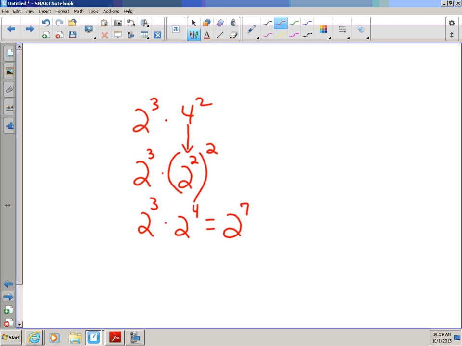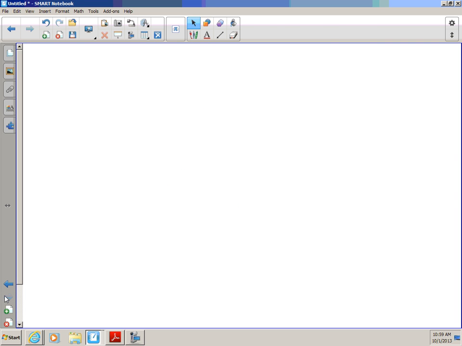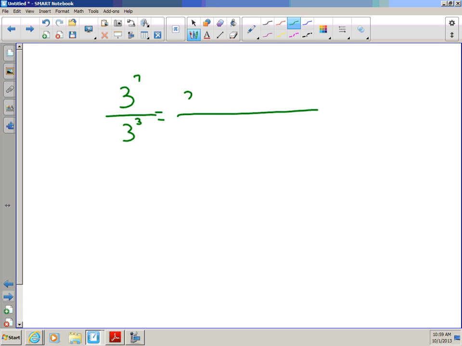We're going to get to this other rule a little later in the video. Okay? So that's the first rule that deals with the product of powers property. Now we're going to get to what's called the quotient of powers property. But I will give you the following example first. If I had 3 to the 7th power divided by 3 to the 3rd power, I can write out multiple 3's in the numerator and the denominator.